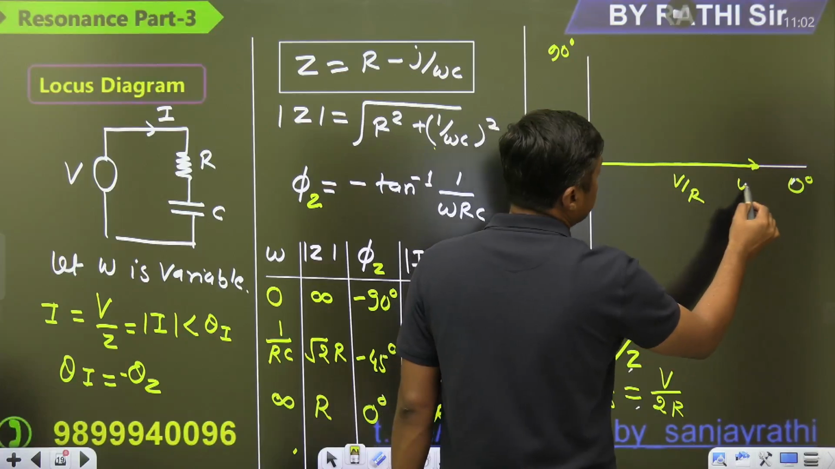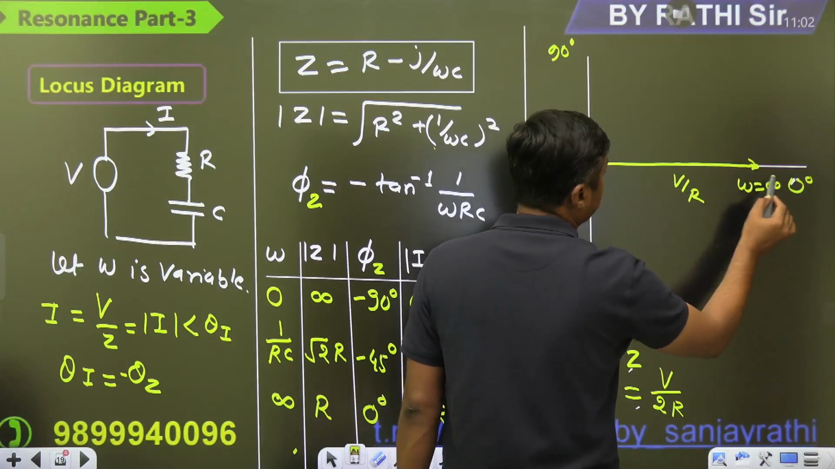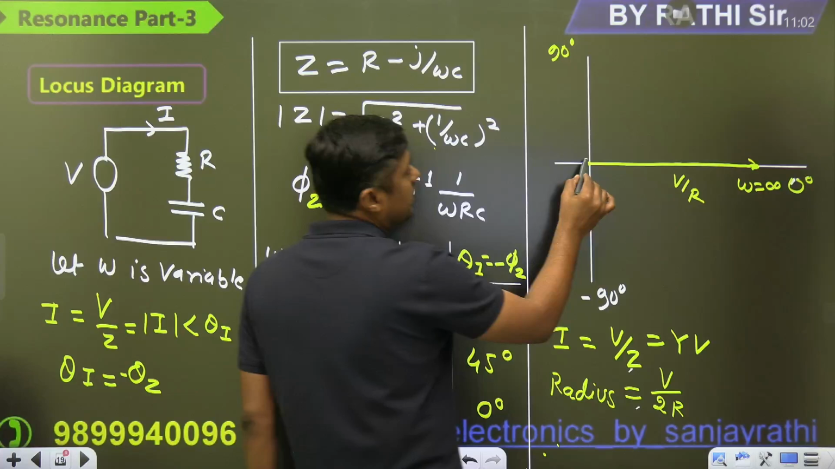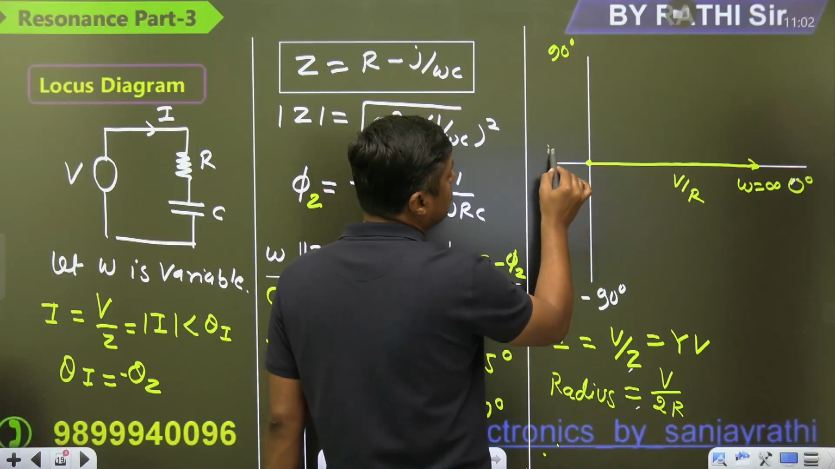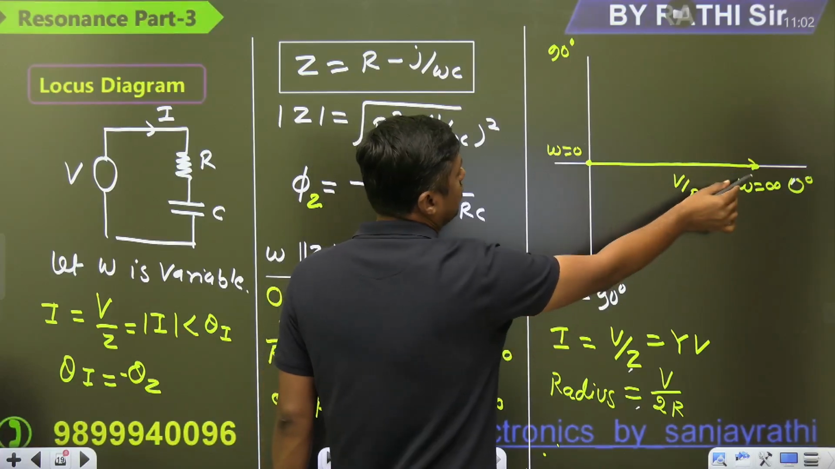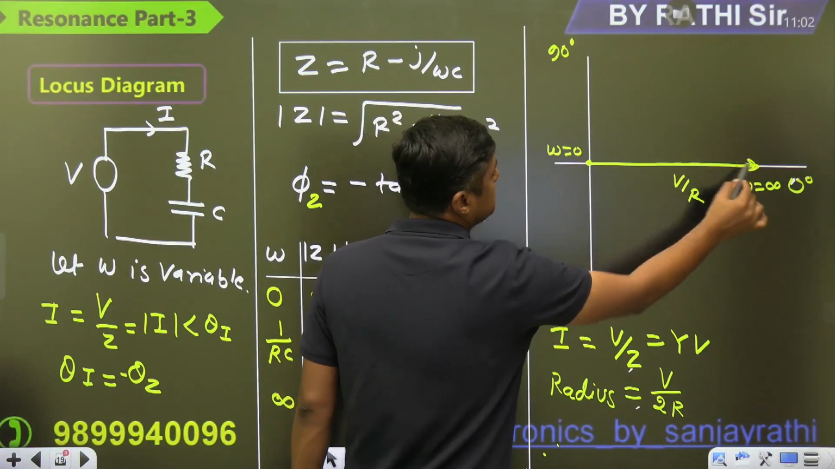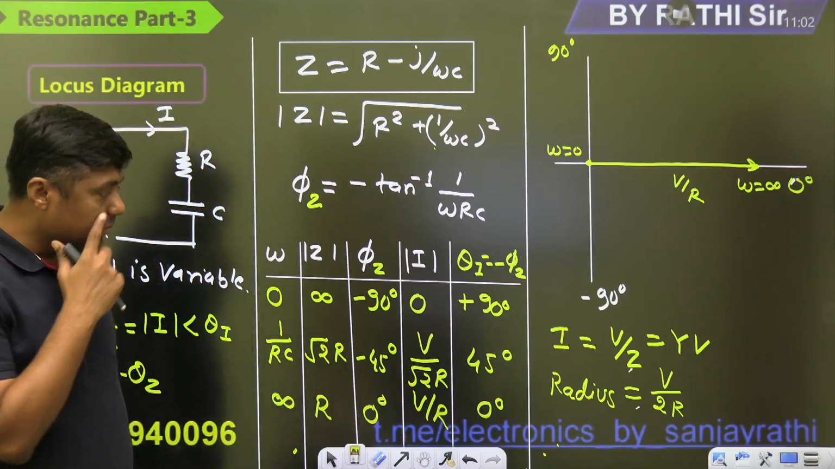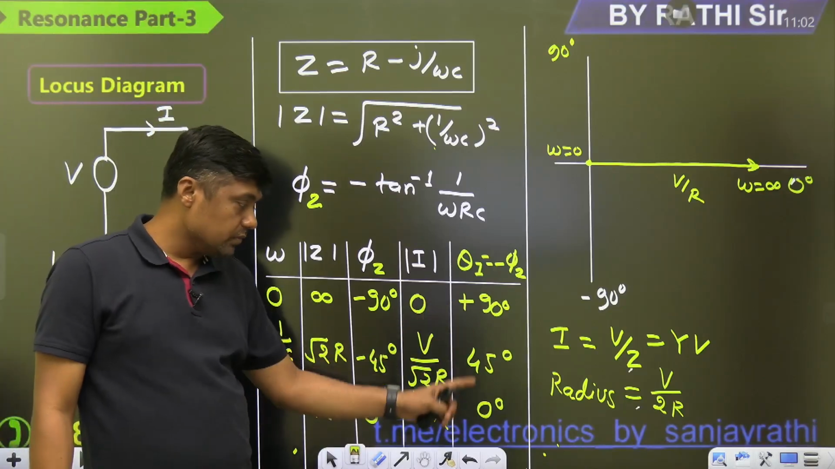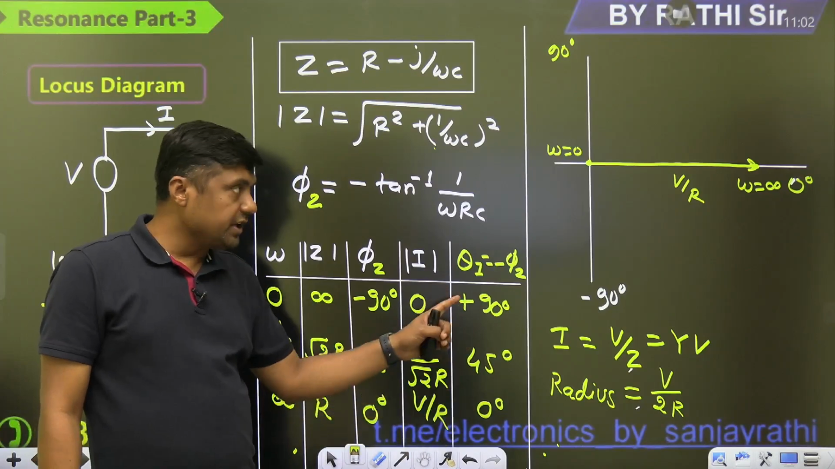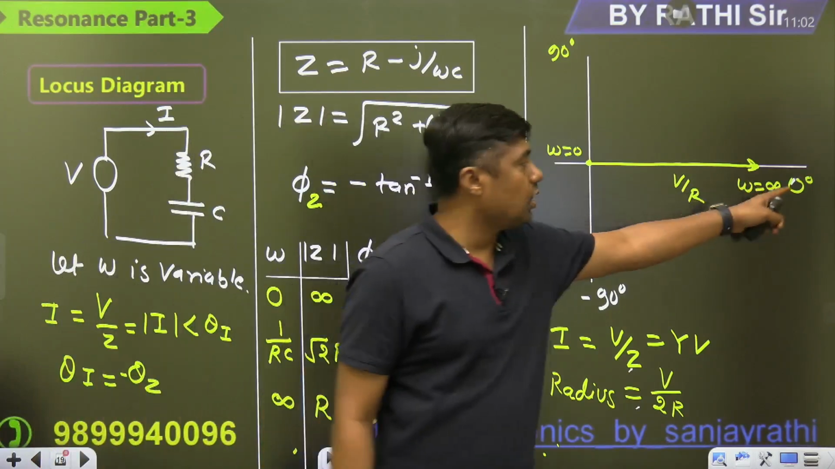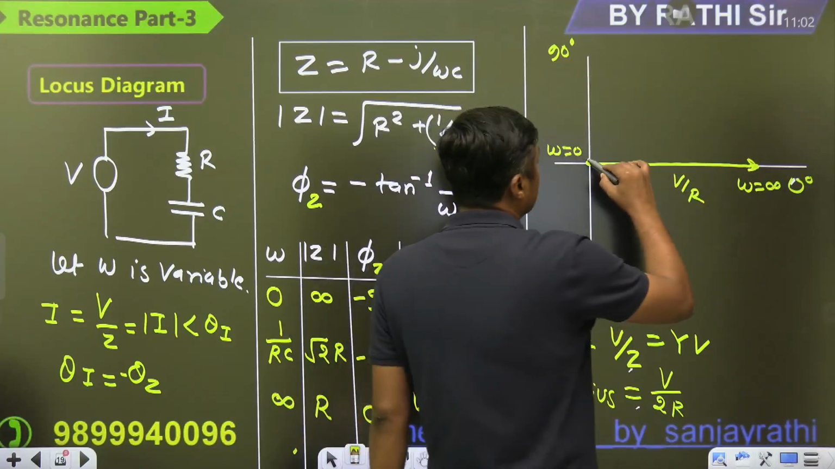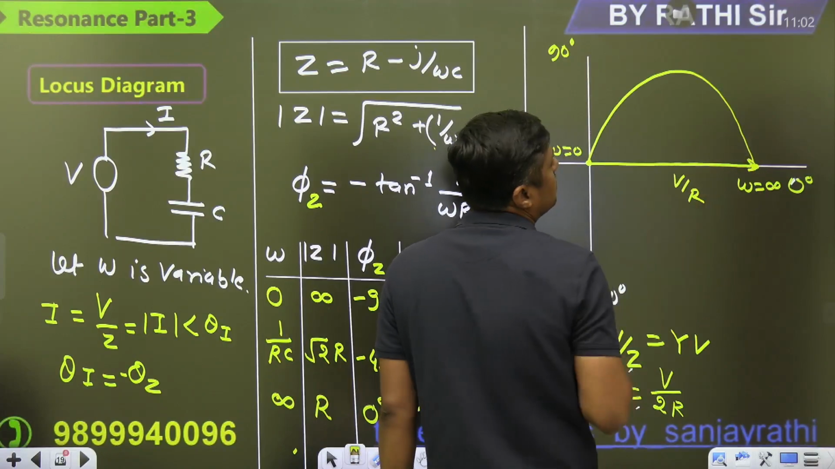But this value is for omega equal to what? Infinity. So we are now having the 2 points. This is for omega equal to 0 and this is for omega equal to infinity. Now remember, draw a semicircle, but in which quadrant? Watch the angle. It varies from 0 to 90 degree. Right? Draw a semicircle. This is the semicircle. Finished.